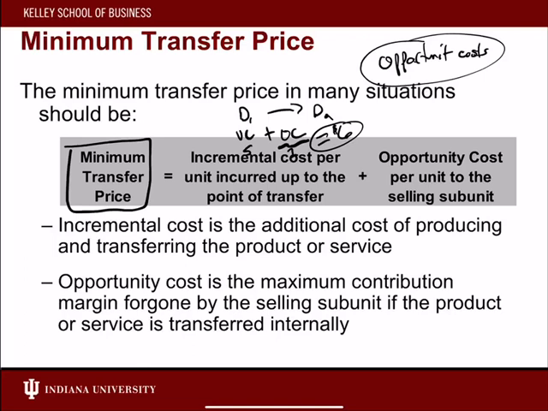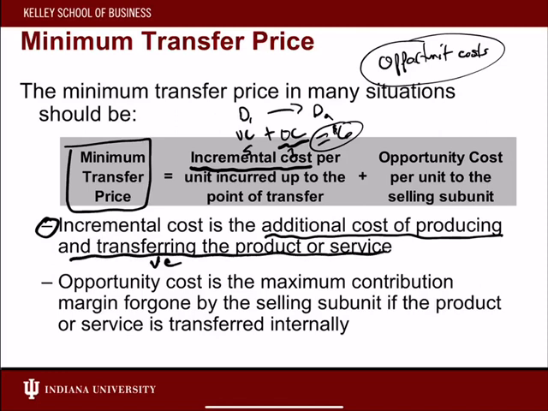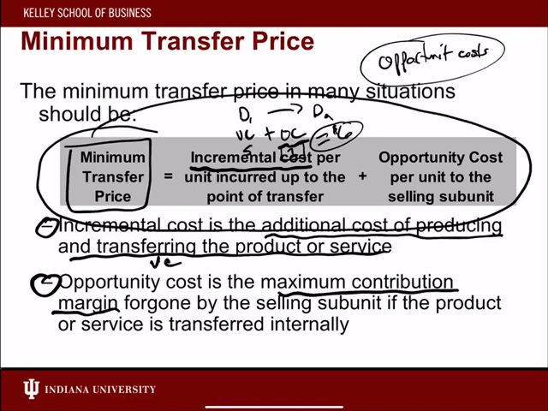And here we have to be careful. It's incremental costs because you have to incorporate your variable costs plus additional costs of producing and transferring the products. And then obviously opportunity cost is the maximum contribution margin you're giving up. So that's that extra dollar that they could have made if they would have sold it outside. So this is very important. Make sure you 100% know this formula.